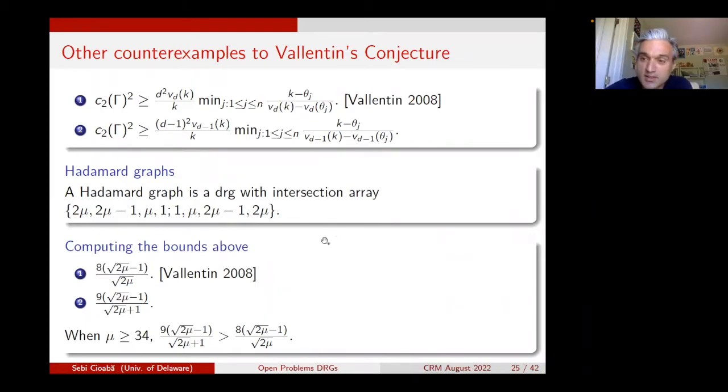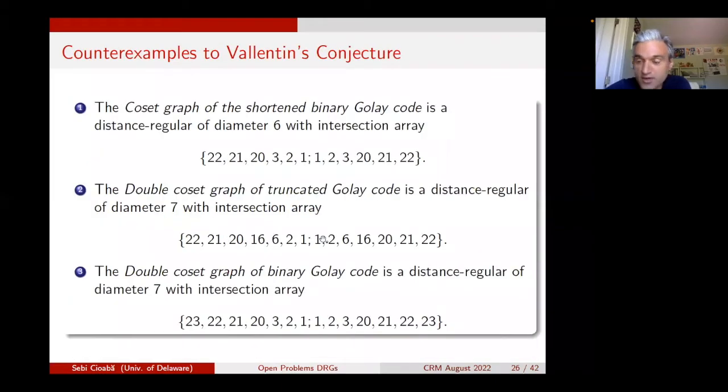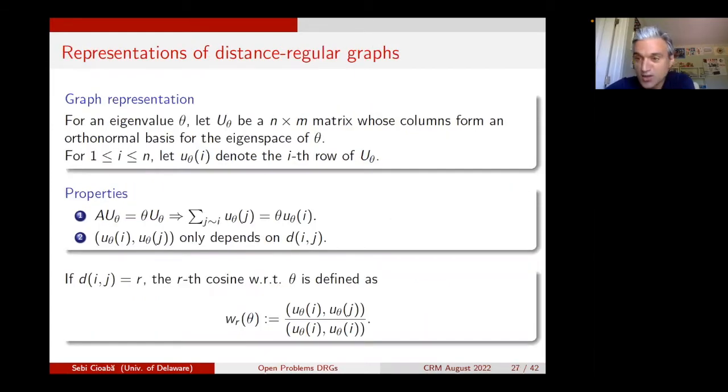And then, like I said, Ferdinand looked for other parameters, and there are other counterexamples to Vallentin's conjecture. This is again just from computations. The general lower bound seemed to give you a better bound than Vallentin. So now, what kind of embedding? When you look at distance regular graphs, what kind of embedding should you think of?